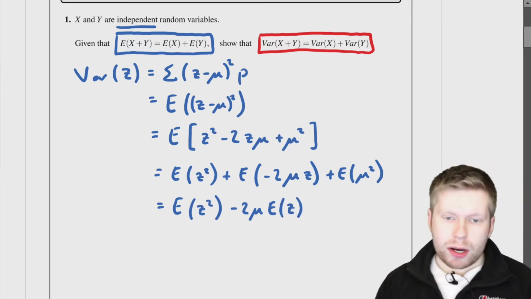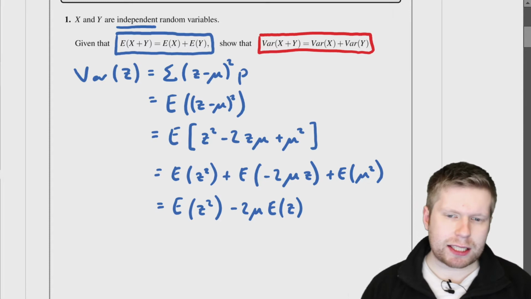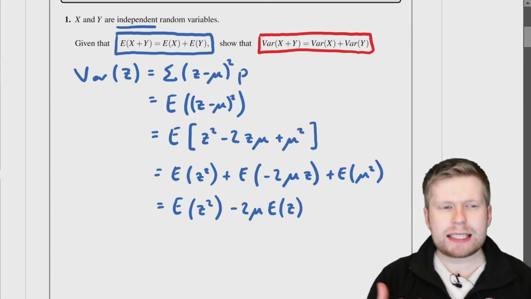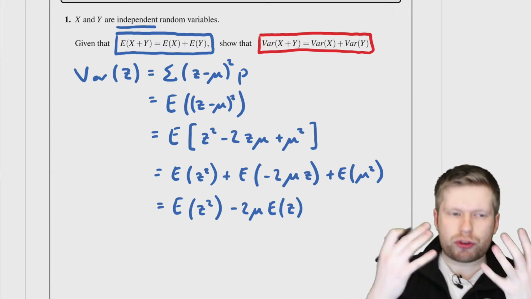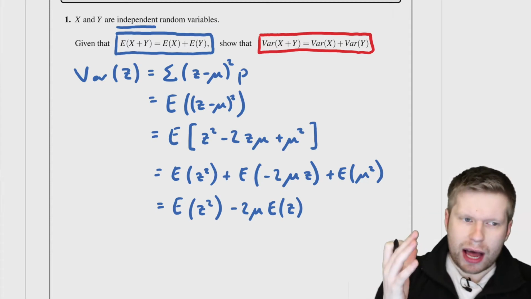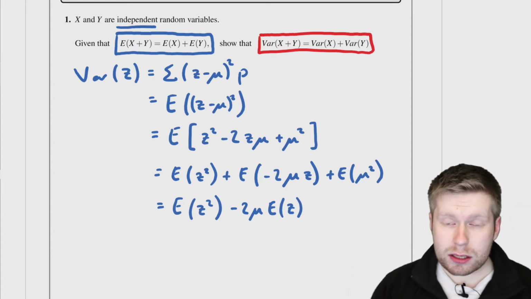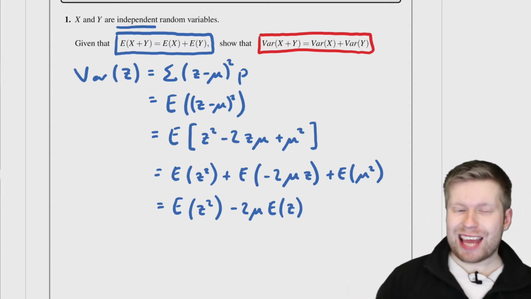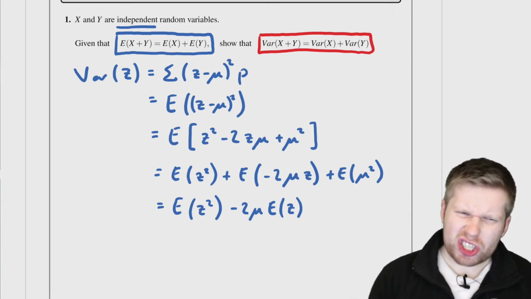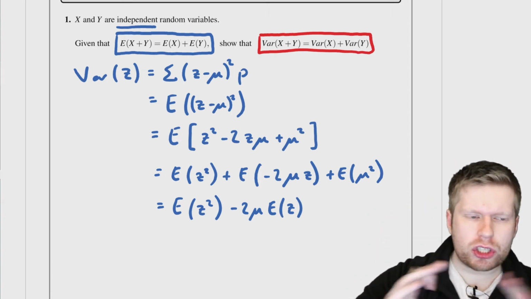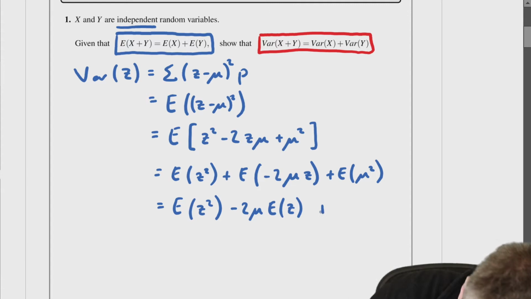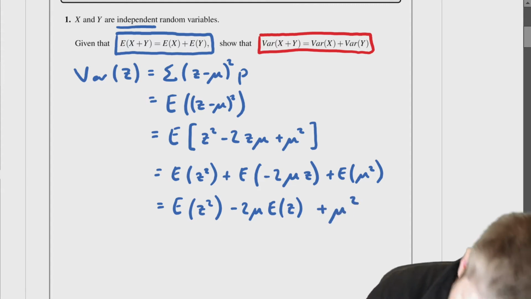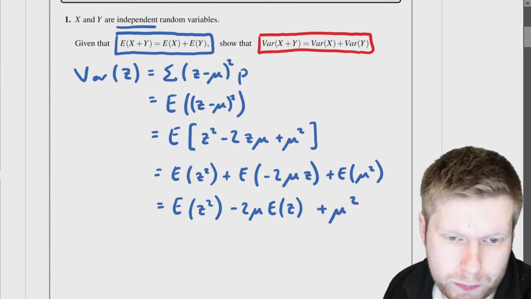Okay, then I need to think, well, okay, what's the expectation of mu squared? Well, I'm basically saying if I have mu squared, which remember mu is just an average, so it's just a value, I'm squaring it, what value do I expect to get from a value? Well, it should just be that value there. It's not a variable, it doesn't change at all, okay? So therefore, that should just be mu squared like so.